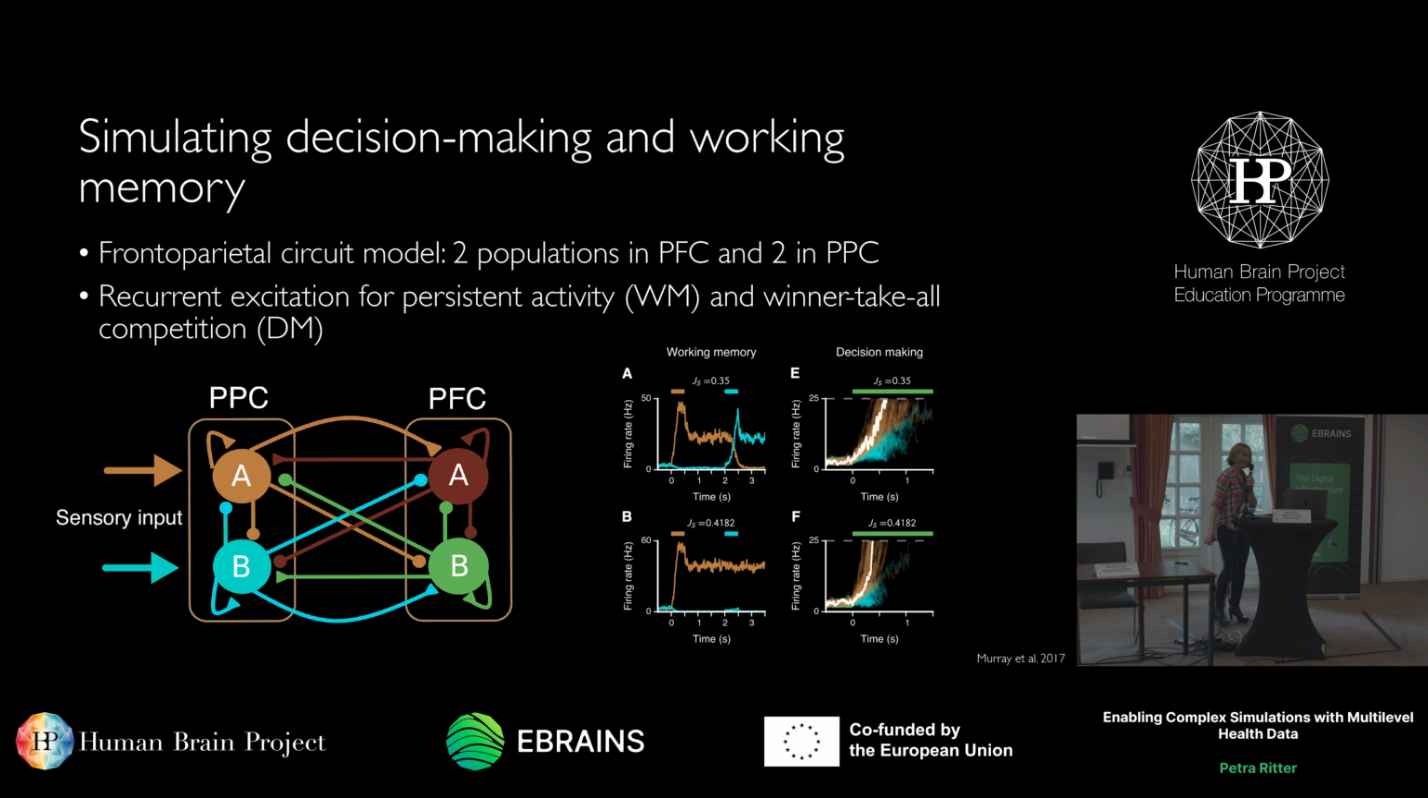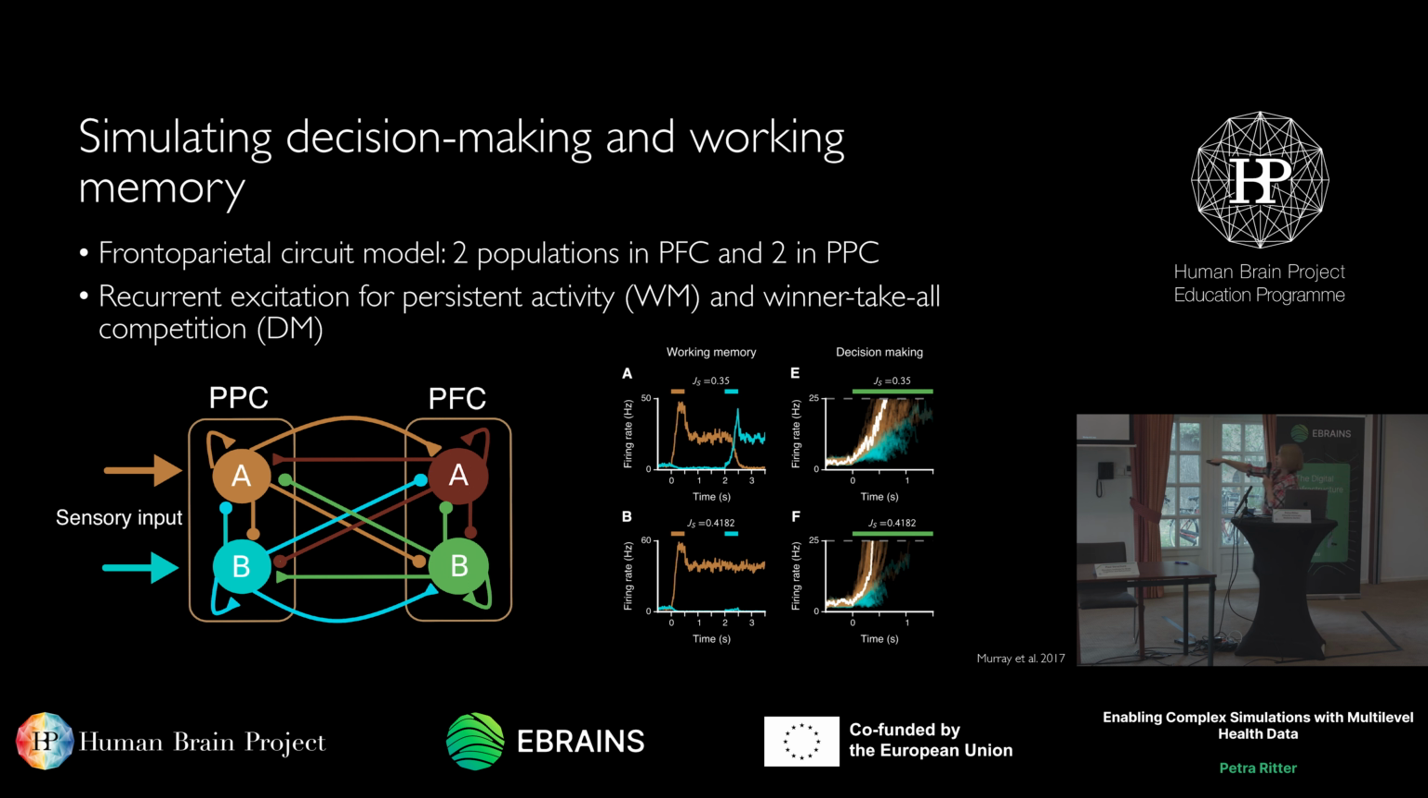So now, another switch. Now I come to a circuit level model. What I told you were brain network models that work with mean field population models, but now I switched to a circuit model that has been developed initially by Wang, and further developed by Murray and published in 2017. The circuit model is able to mimic neuronal activity underlying cognitive performance, decision-making, and working memory. And it consists of 2 nodes in the parietal cortex and 2 nodes in the prefrontal cortex.